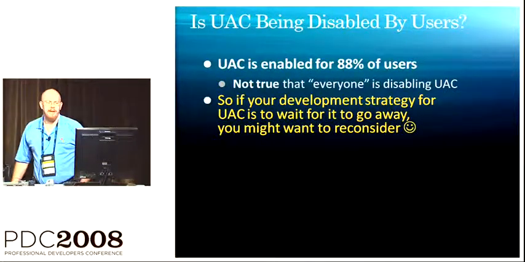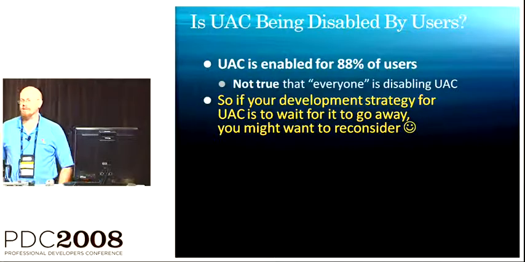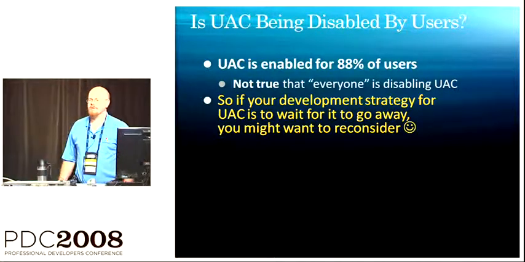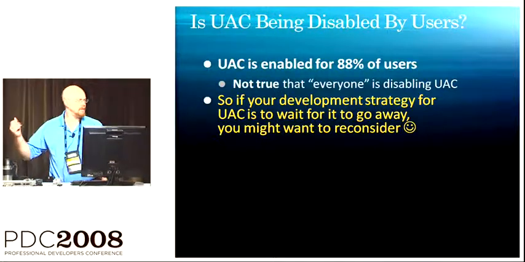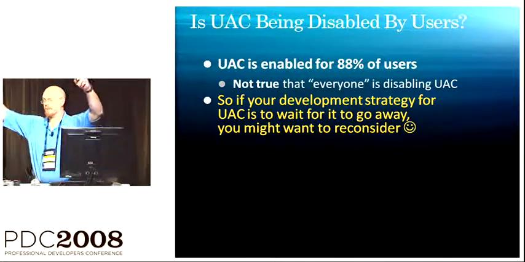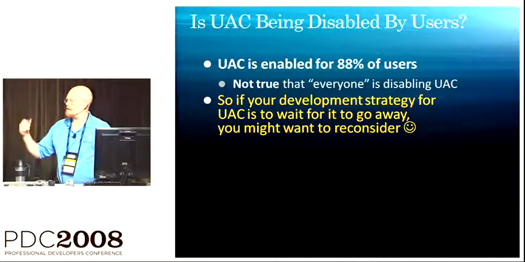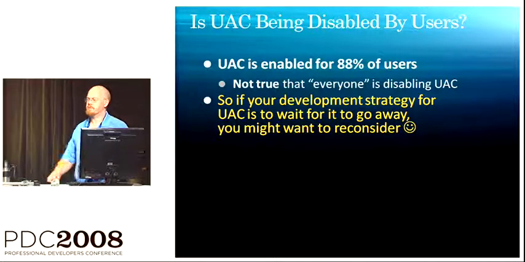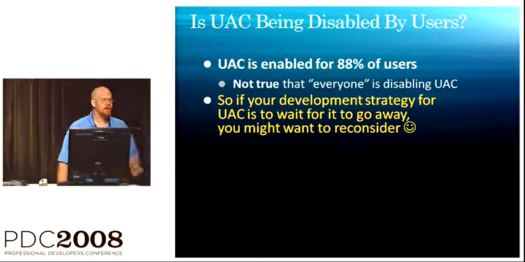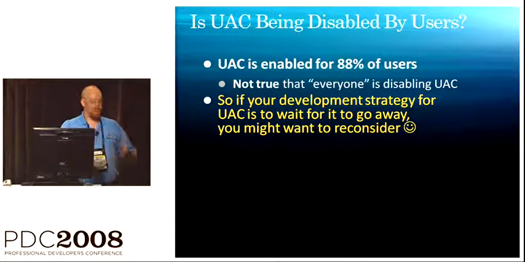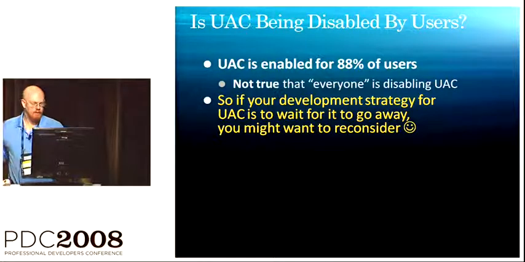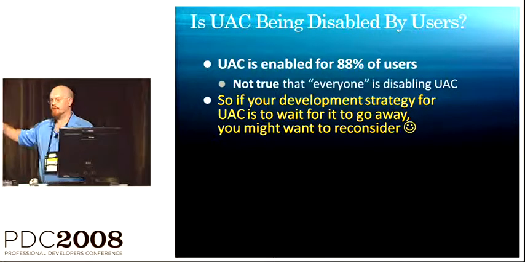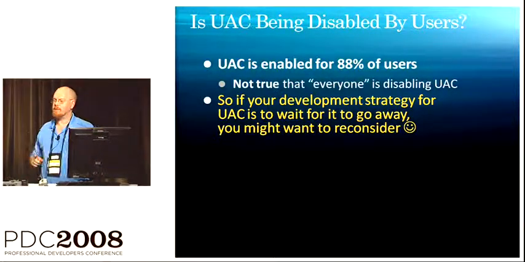Our customer reporting data is that 88% of users have UAC turned on. So it's just not true that everyone disables UAC. 12% turning it off, okay, that's a sizable chunk. There's a bunch of annoyed users. We have work to do. But the vast majority of your customers have UAC turned on. So if your strategy is to wait for UAC to go away, you may need Plan B.